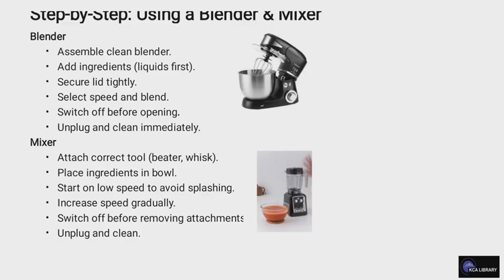For the mixer, sorry, the picture is opposite. The mixer is supposed to be down while the blender is to be up. The way to use a mixer is to attach the correct tool and place ingredients in the bowl. Start on low speed to avoid splashing and increase speed gradually. Switch off before removing the attachment, then unplug and clean.